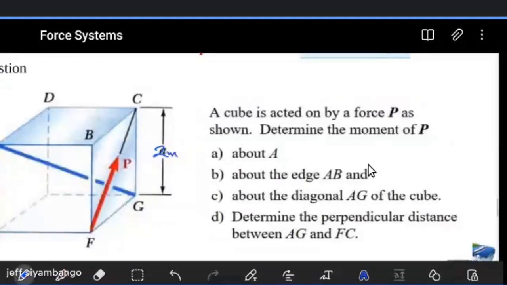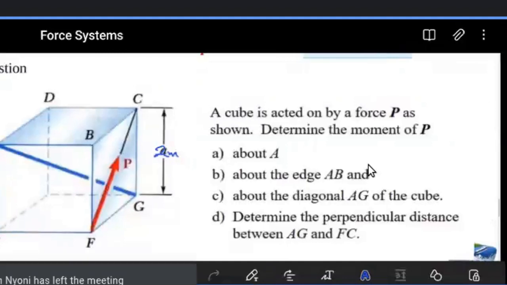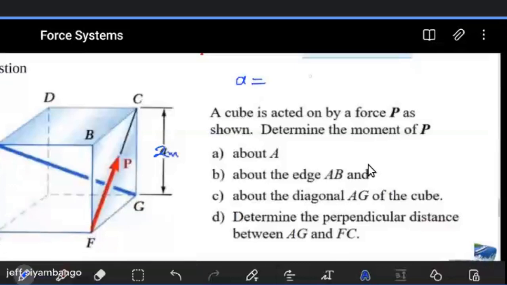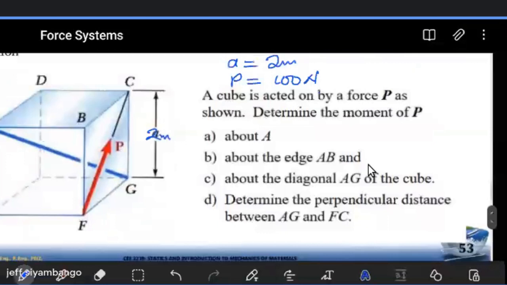Our force P can remain general, or we can say A is equal to 2 meters and our force P is equal to 100 newtons, so that this question doesn't look too theoretical. Now, how do we approach it? The first part, they're saying this cube is acted on by a force P as shown. Determine the moment of the force P about a point A. So our point A is here, and then we want to find the moment of our force P. Our force P is this side.